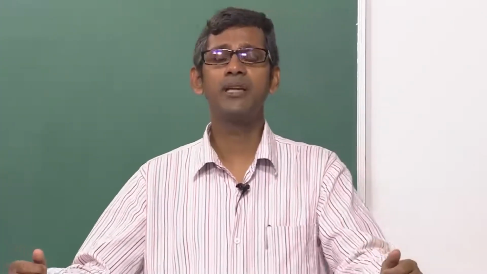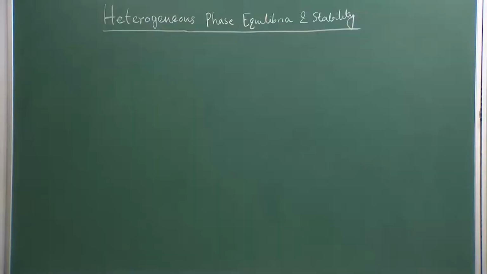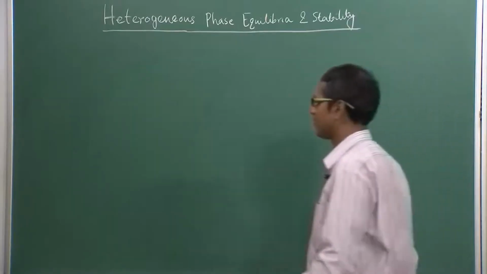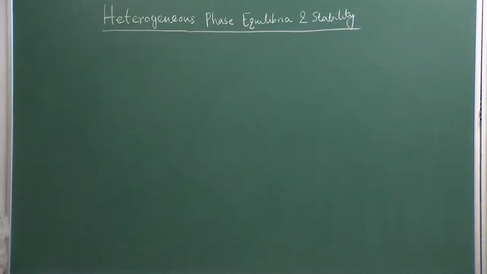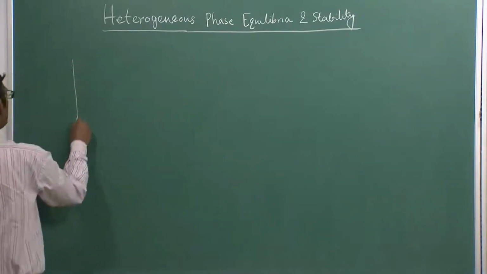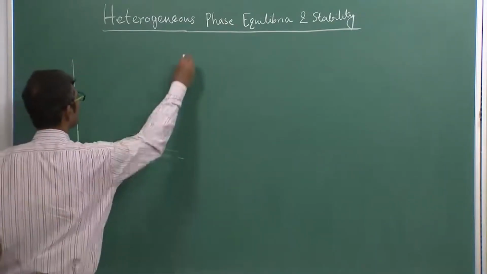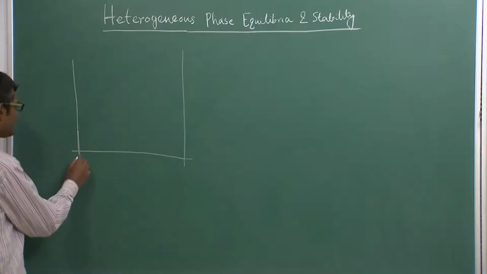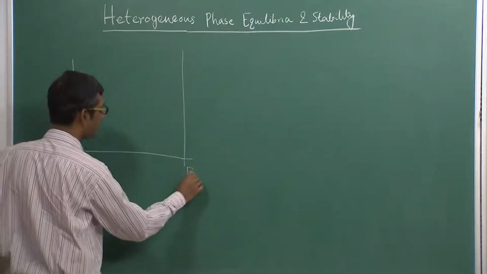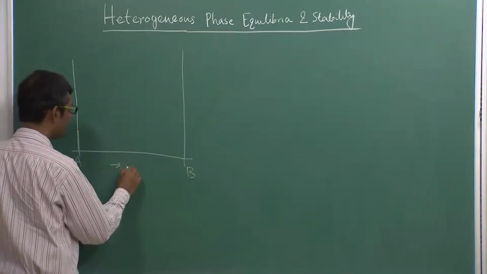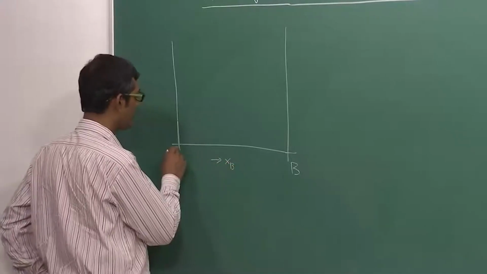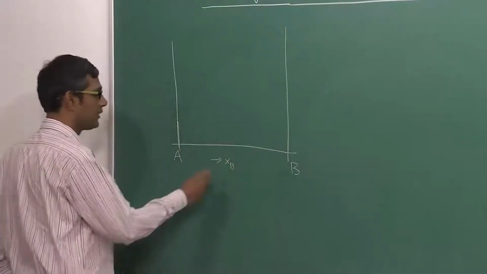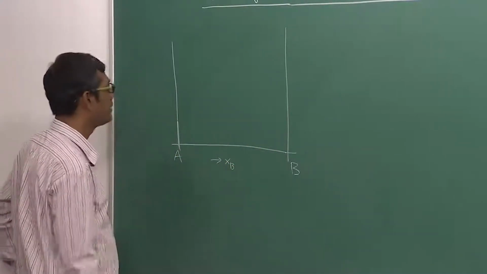Now if I simply consider A and B mixed together, and if I go to the board just for the sake of understanding, suppose I have A and B and I am drawing this diagram, which will be common for all your discussions. So this is the A end, this is the B end, and this is how B increases from 0 to 1, the fraction of B in the alloy.